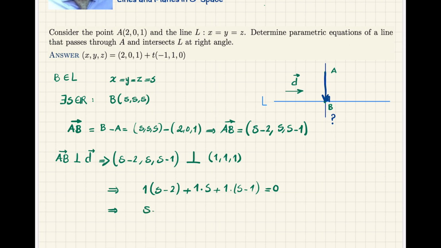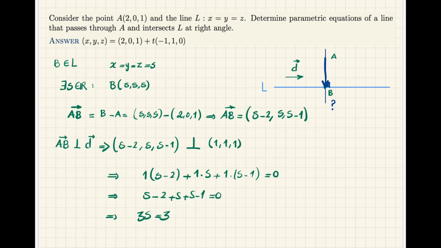So it becomes S minus 2 plus S plus S minus 1 equals 0. So this implies that 3S is equal to 3. And then it implies that S is equal to 1. Okay? By knowing S, I can immediately write the vector AB, which is going to play the role of my direction vector. So this is my vector AB, and now I put S here, so I can find AB is equal to minus 1, 1, and 0.